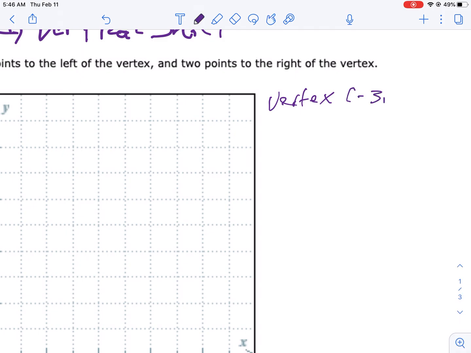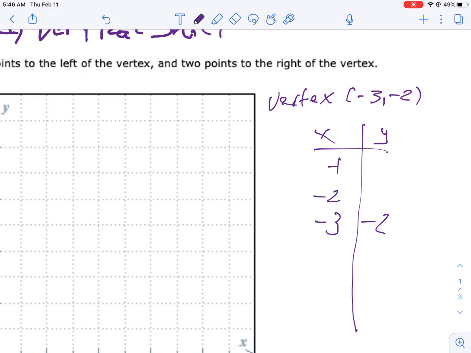I'm going to put that in the middle of my table. So I'm going to make an XY table here. My vertex is going to be at negative 3, negative 2. I'm going to pick a couple points to the left and a couple points to the right. So we'll have like negative 2 and negative 1. That'll be to the right. Negative 4, negative 5. That will be to the left.